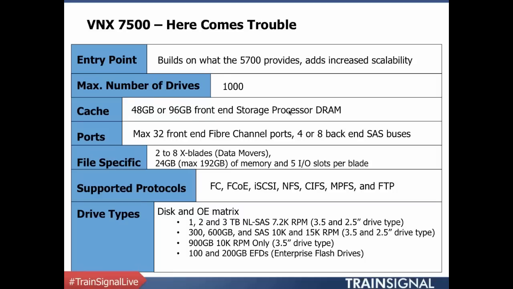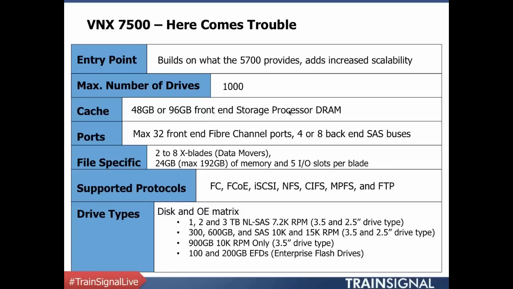And last but not least, here comes trouble, right? Here comes the 7500. It's the biggest, baddest of the mid-range arrays from the EMC perspective. This guy can do 1,000 drives straight out of the box. From a cache perspective, it has a 48 gig option or a 96 gig option. Your ports now expand from a fiber channel perspective up to 32 ports, and then from a back-end SAS bus, which is hugely important, trust me, from 4 or 8.